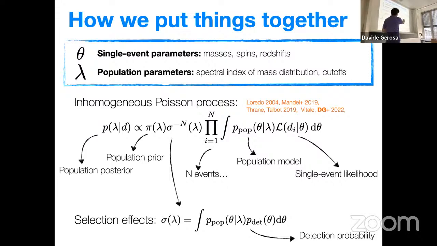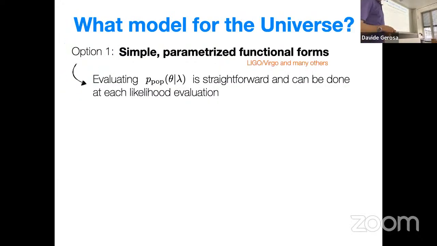Where I infer what the best model is in my family of models that I consider plausible for the universe. So what is ppop, basically? Well, there are two options, I would say. Option one is to take some relatively simple and parameterized functional forms. So a power law plus a Gaussian peak, truncated or binned histograms that can vary in size, and so on.